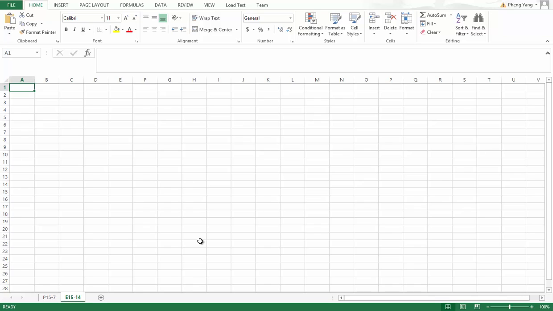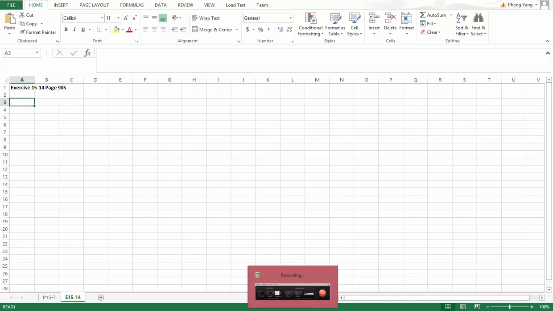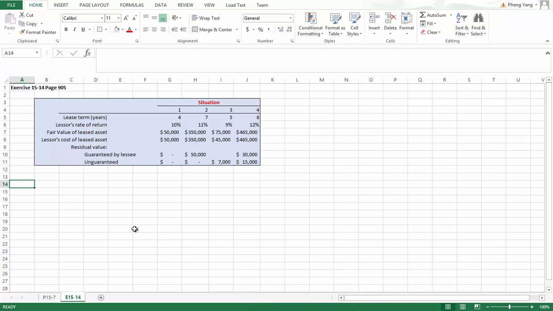Exercise 15-4 gives us 4 different scenarios, and under each scenario, we are to determine the annual lease payments. It's on page 905. I'm going to pause this and come back once I have that table down. I'm going to copy the situations down first. This is what the problem gives us: 4 situations, 1, 2, 3, and 4. For each situation, we're going to determine the annual lease payments.